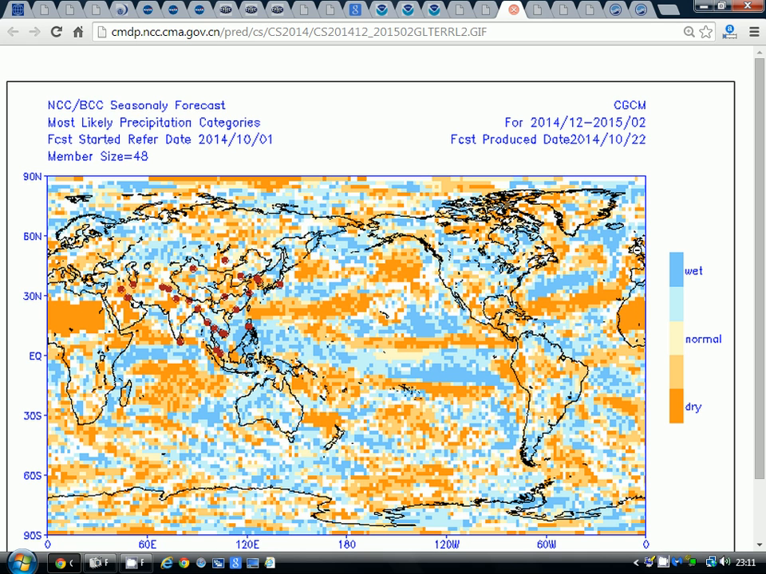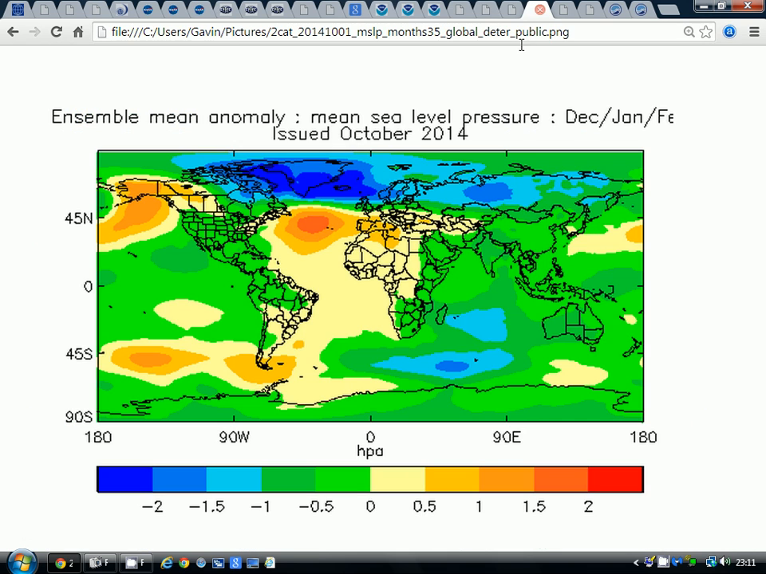That's a slightly odd update really from the Beijing Climate Centre. It's very different to all of the other models, but it certainly has backed away from that strong signal that it had a couple of months ago for a cold winter.